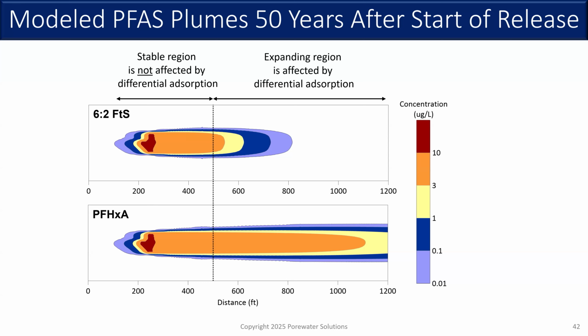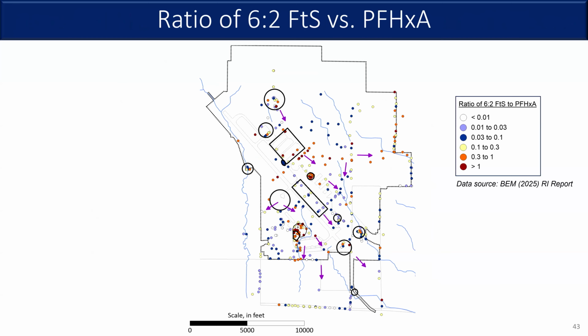It's only in the downgradient areas where the plumes aren't stable. You've got 6,2-FTS still expanding on the right side of that dotted line, then differential absorption applies. And if we looked at that ratio, we would see it declining because of differential absorption. But on the left side of that dotted line, there is no effect from differential absorption because retardation does not affect the plumes at steady state or stable plumes. And then if the ratio is declining, we know it's because of biodegradation. So that's something you need to look at if you want to actually use that ratio as a line of evidence for biotransformation.